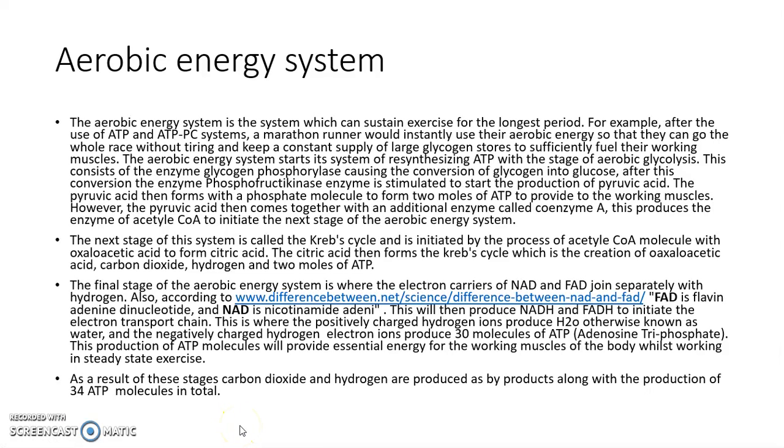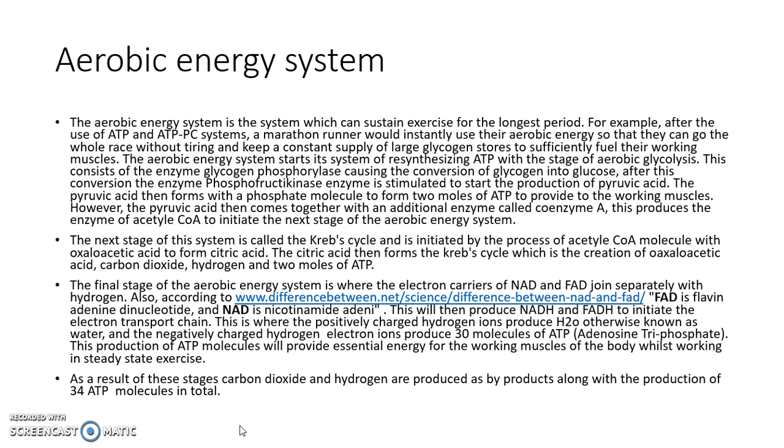The aerobic energy system is the system which can sustain exercise for the longest period. For example, after the use of the ATP and ATP-PC systems, a marathon runner would instantly use their aerobic energy so that they can go the whole race without tiring and keep a constant supply of large glycogen stores to sufficiently fuel their working muscles. The aerobic energy system starts its system of resynthesizing ATP with the stage of aerobic glycolysis.